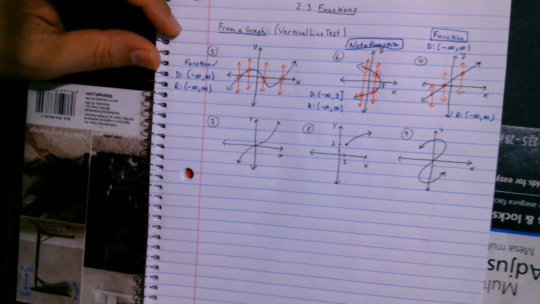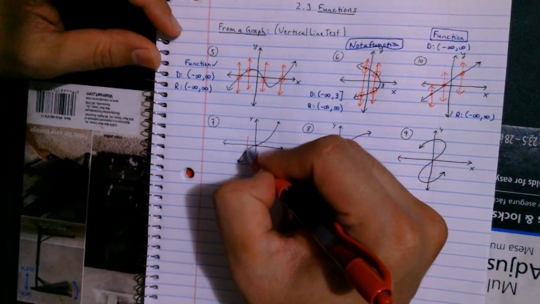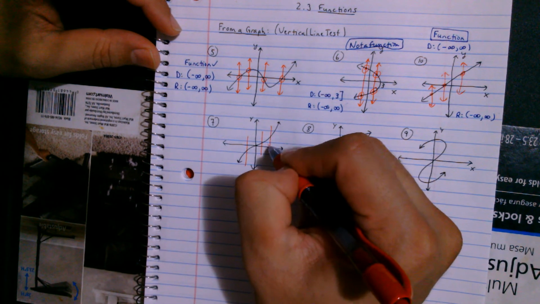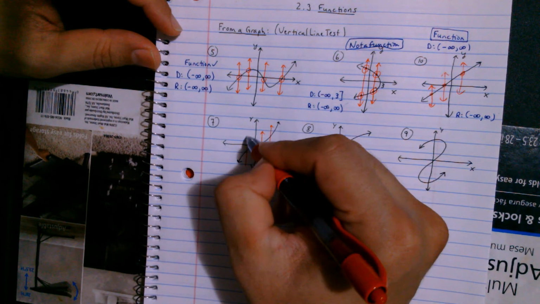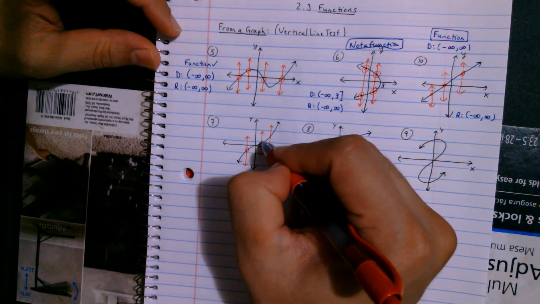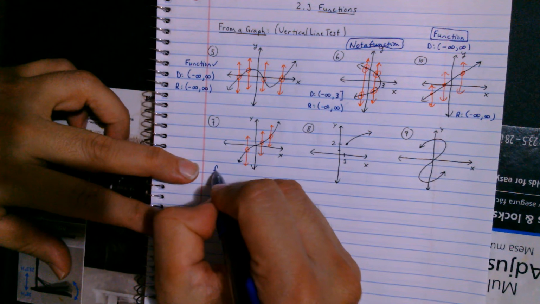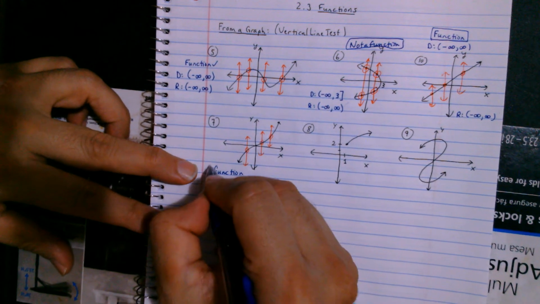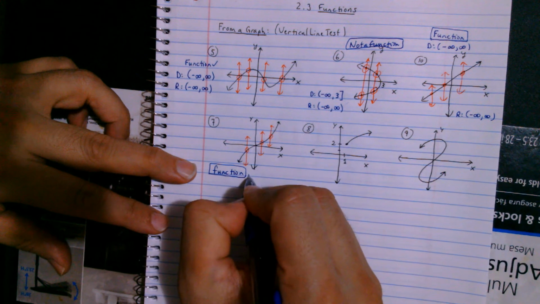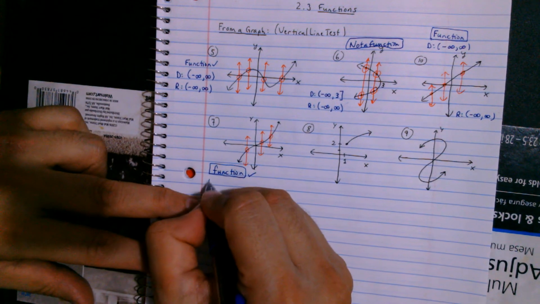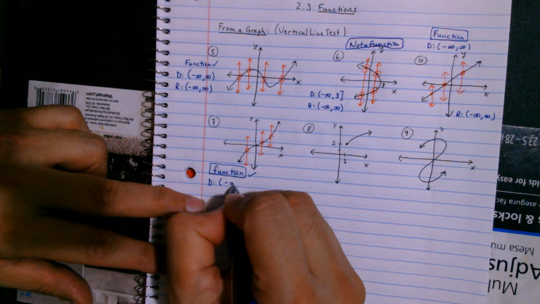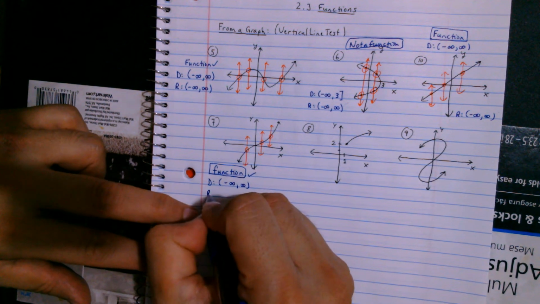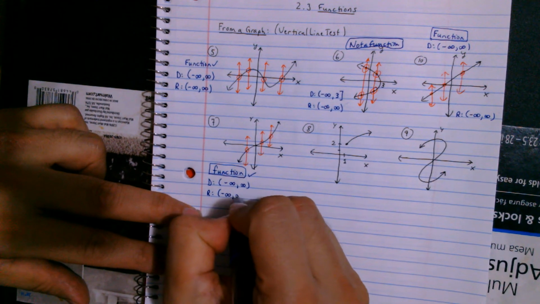Number 7, it's a function, because each time you only hit the graph at 1 point. That's all it is. So function, yes. And then your domain, from left to right, what we call all real numbers again, and the range, all real numbers again.